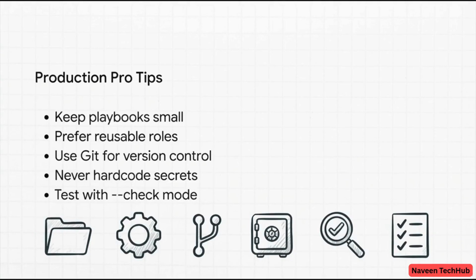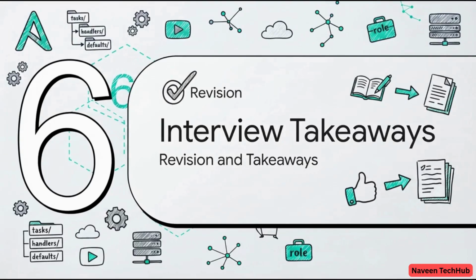So, to deploy like a true senior engineer, follow these pro tips. Keep your playbooks small, favor reusable roles, never hard-code secrets, and always use version control. But honestly, most importantly, make --check mode your best friend. It performs a dry run, showing you exactly what would change, which will save you from catastrophic production failures before you even apply them.